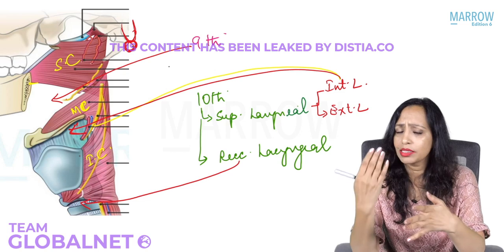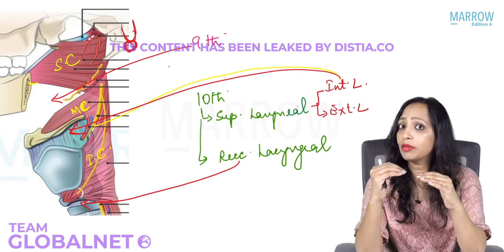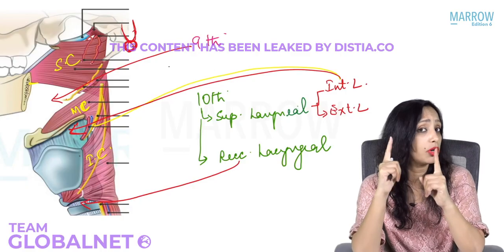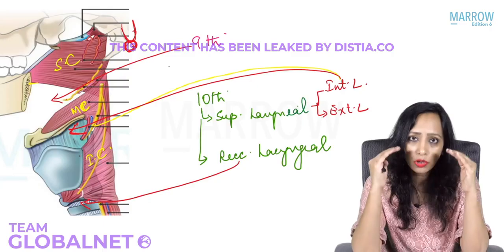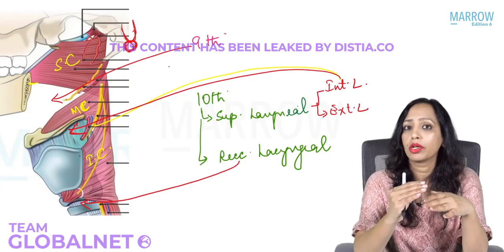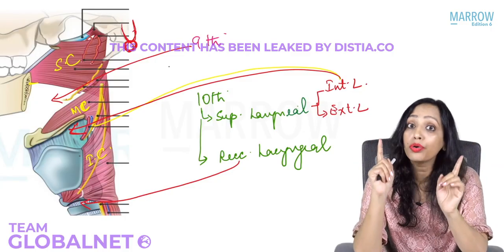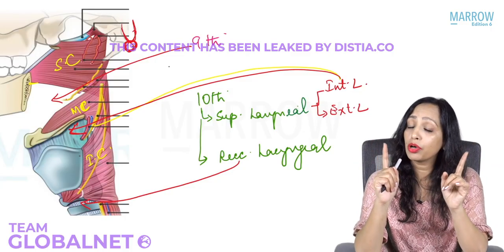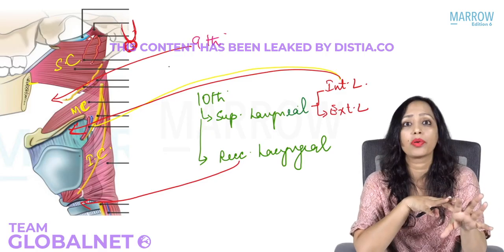If somebody asks you what is the nerve that enters in between the middle and inferior constrictor, what should come to your mind? Which border of inferior constrictor is that? Upper border. Superior border is superior laryngeal. Which branch? Internal branch. Is that clear? However you remember, you cannot forget this. You have to remember this. This is very, very frequently asked.